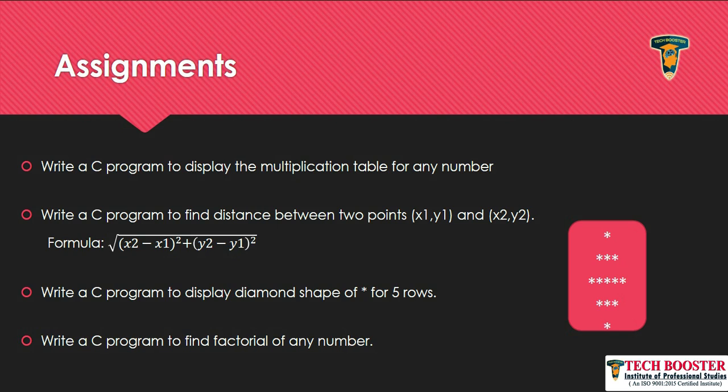Our first problem is to write a C program to display the multiplication table for any number. So this is very interesting. In this case we will write a program which will display the multiplication table for any number entered by our users, from 1 to 10. So how to do this one?